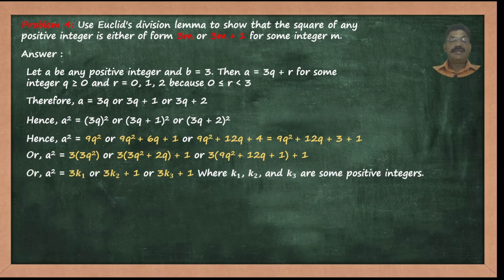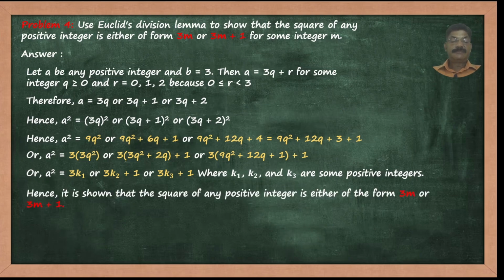Now, if you take 3q square as k1, a square is equal to 3k1. Next, if you take 3q square plus 2q as k2, it is 3k2 plus 1. If you take 9q square plus 12q plus 1 as k3, some integer, it is 3k3 plus 1. Therefore, a square can be either 3m or 3m plus 1 for some integer m.